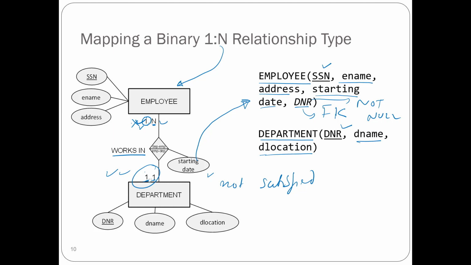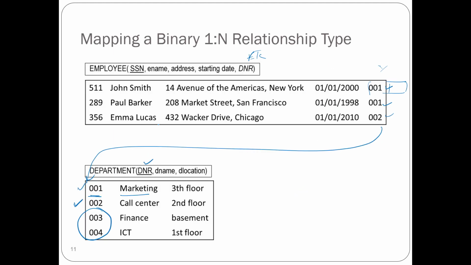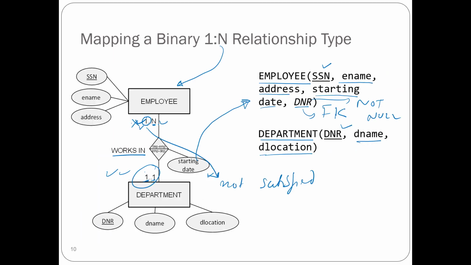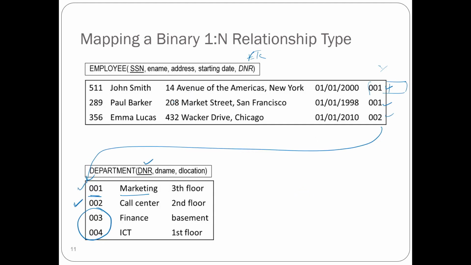One-to-one is satisfied, because the DNR that you have is not null, and you cannot have multiple values there, so these two are satisfied. This part is not satisfied. What is it? The department having at least one employee. In our example, the last two departments, which are finance and ICT, don't have any employee. Can a department have multiple employees? Yes, we have that. The marketing has two employees.